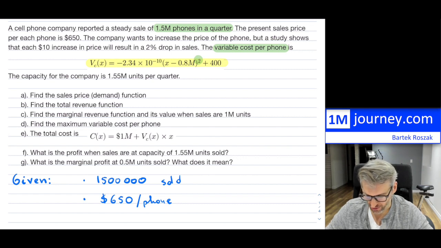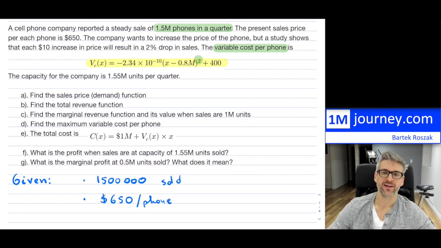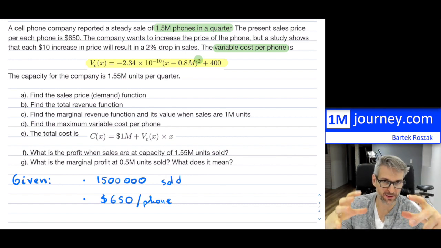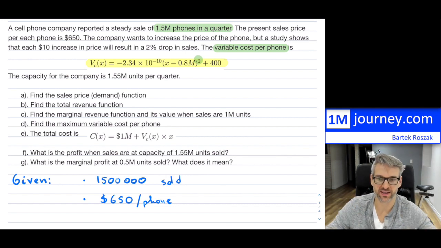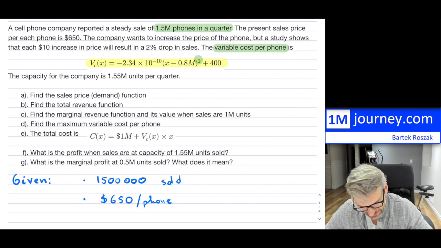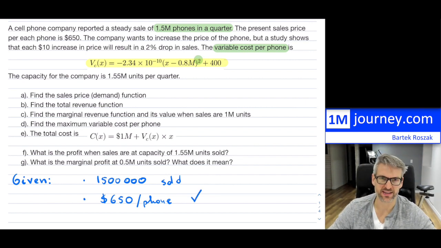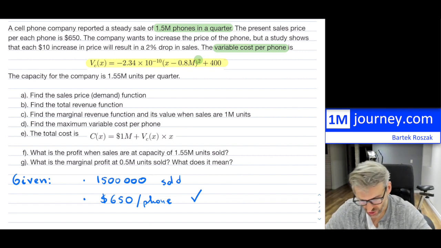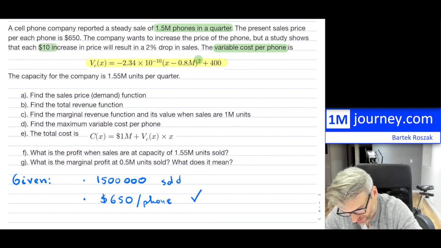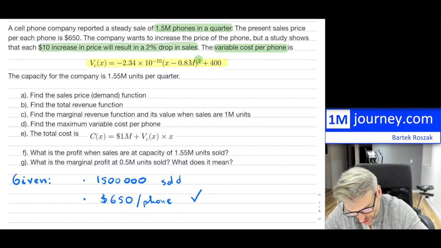Now, the company wants to increase the price of the phone, but a study shows that each $10 increase in price will result in a 2% drop in sales. This information breaks things down for us, because it tells us that this 650 isn't fixed. It depends if they're going to be increasing or decreasing the prices. So how do you model something like this?